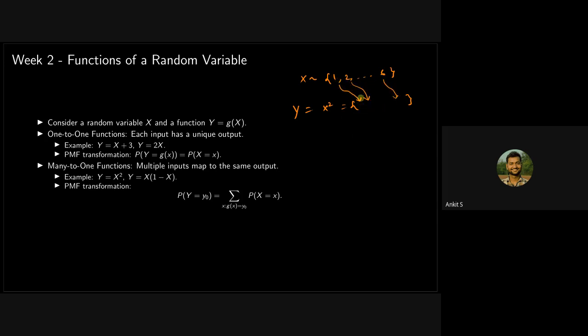Because the probability of getting a 36 is the same as the probability of getting a 6, which is 1 by 6.